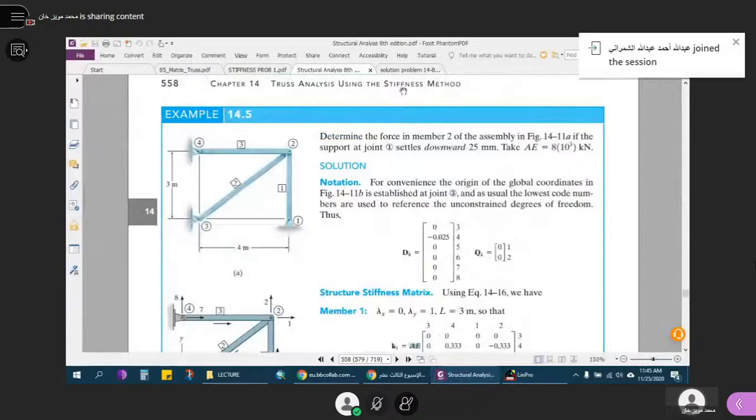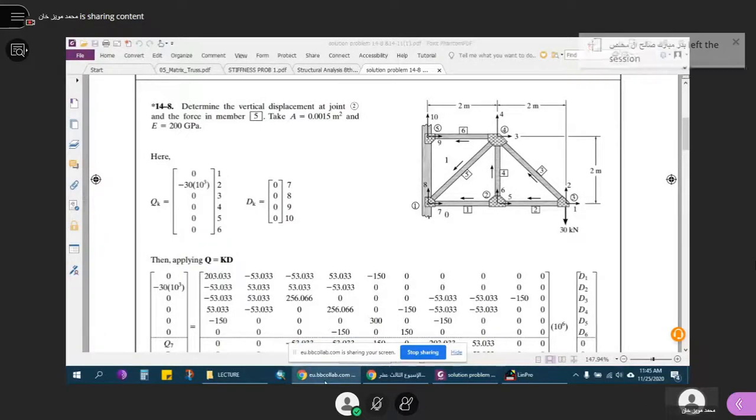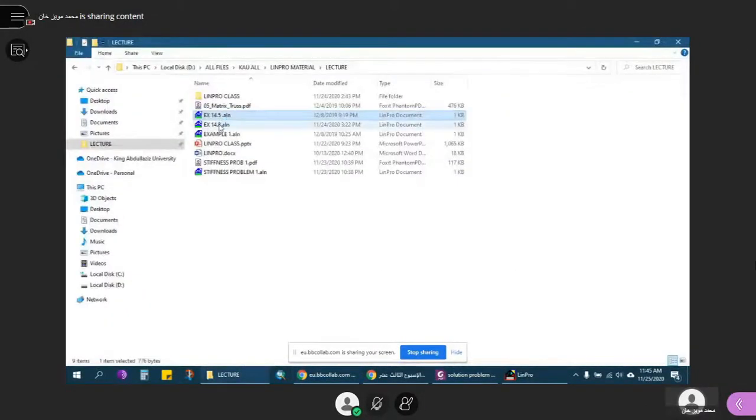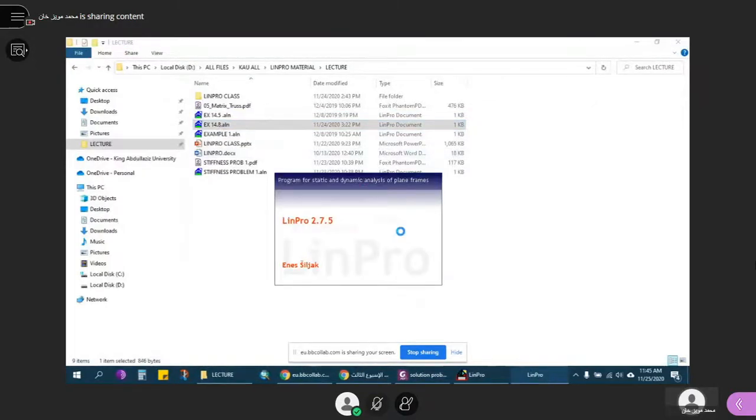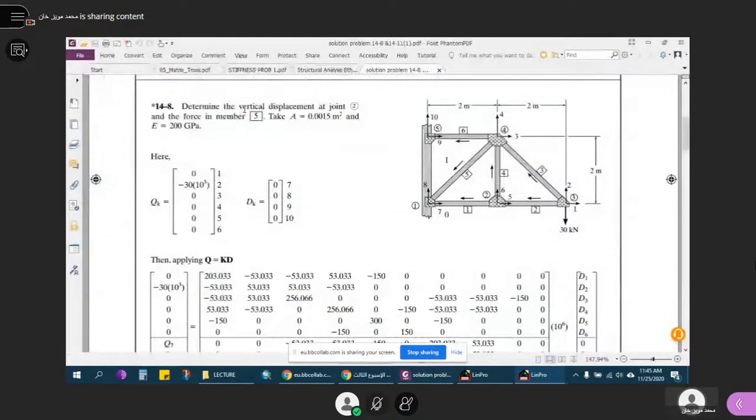So the next problem which I'll be discussing is this one, 14-8. I have a truss given over here. I have already done this truss. So what is the problem given here? Determine the vertical displacement at joint 2. What is joint 2? Joint 2 is, one second, 2, 4, 1, 2. This joint. And also the force in member 5.